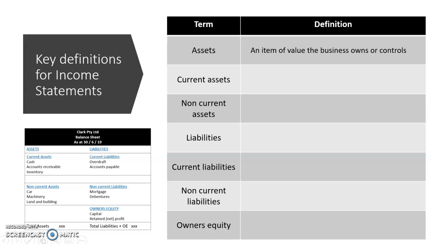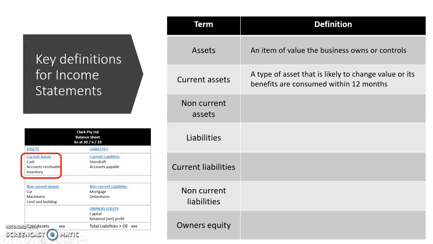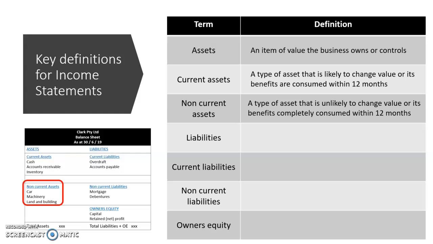They can be broken up into current assets. Now, current assets are a type of asset that are likely to change in value or have their benefits consumed completely within the 12-month period, as opposed to non-current assets, which is unlikely to have its value change or its benefits completely consumed within the magic 12-month period.